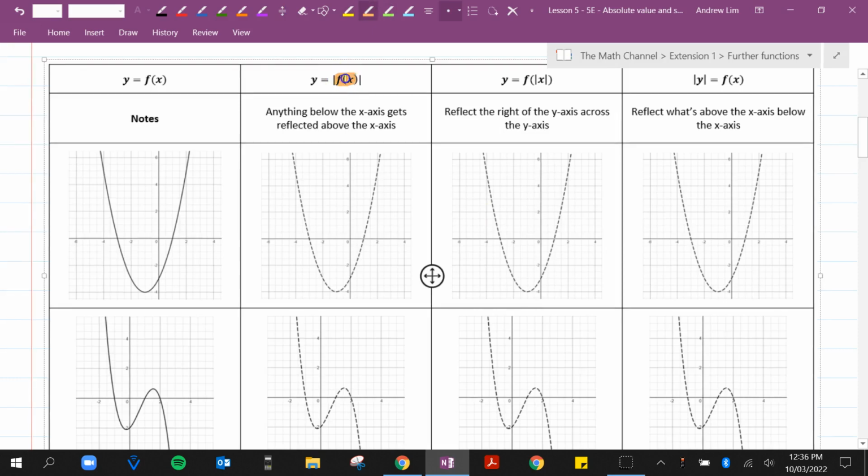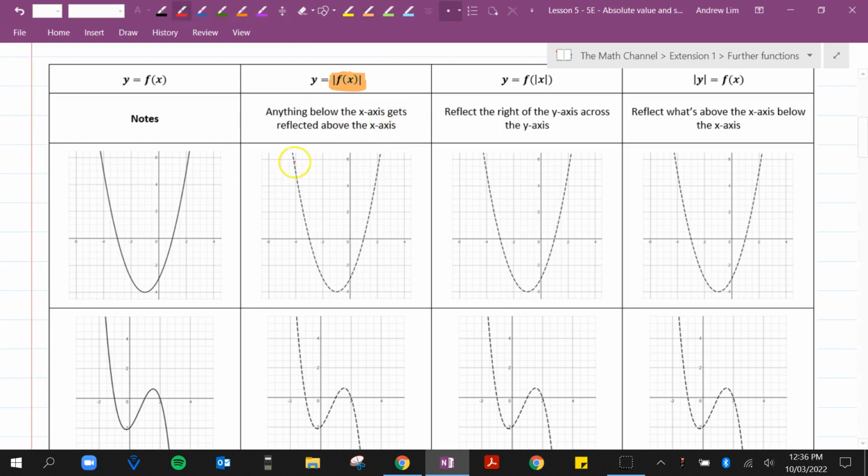If f of x is positive, when we take the absolute value of a positive number, it's just going to be exactly the same thing. However, if f of x is negative and we take the absolute value, it's going to become the positive version of itself. So what that means is that any negative y value will become positive. That's why I have here in my notes: anything below the x-axis gets reflected above the x-axis.